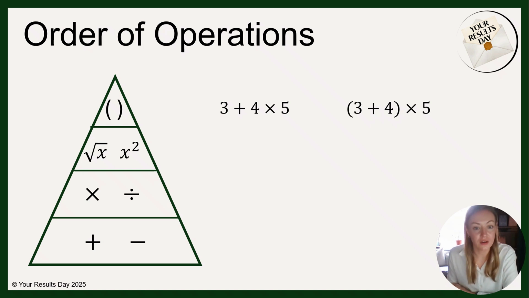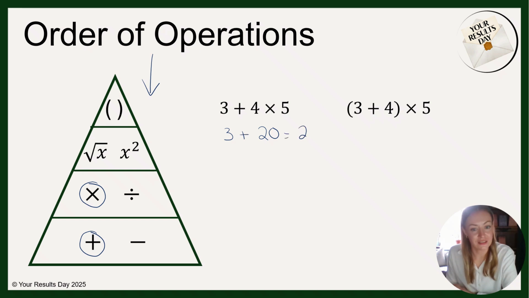In this first one on the left, we've only got the operations of addition and multiplication taking place. So if we work our way from the top down in this triangle, we can see that of addition and multiplication, we come across multiplication first and then addition, which means I will do the 4 times 5 first, which will get 20, and then I would add the 3, getting 23.